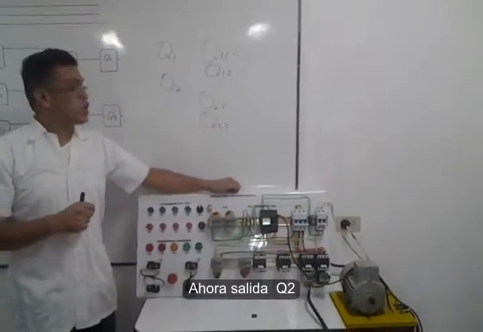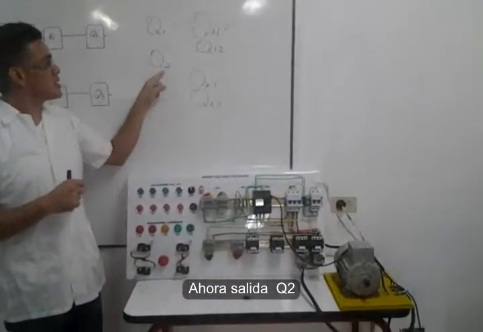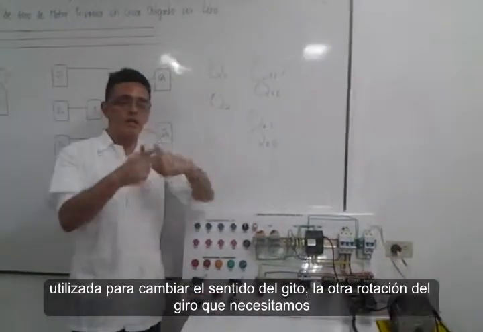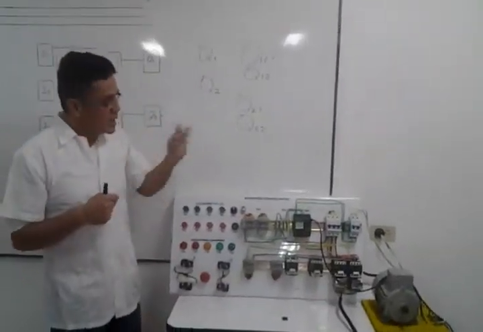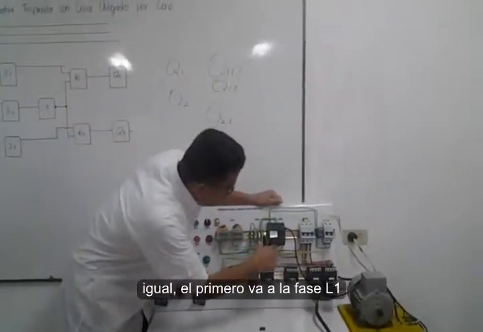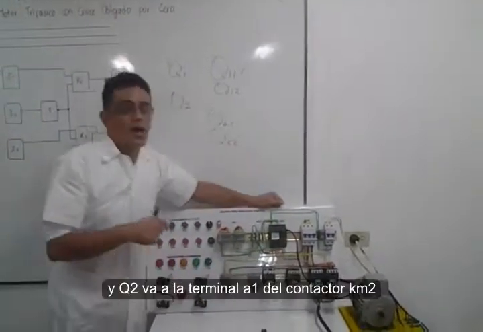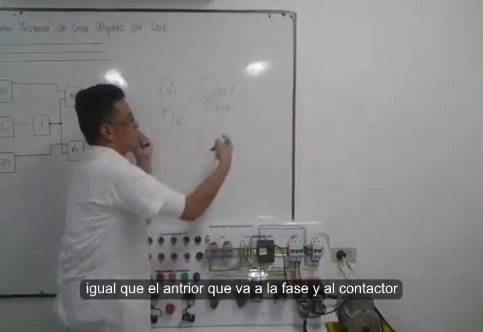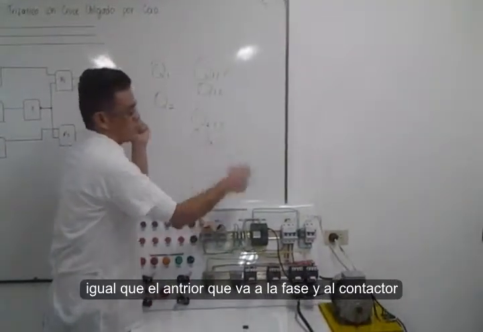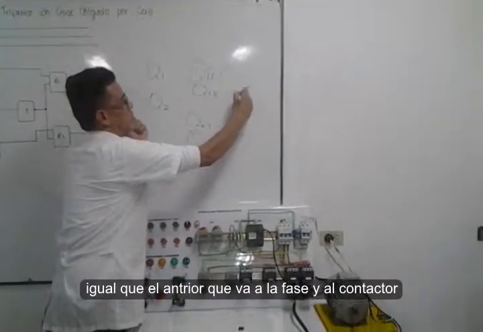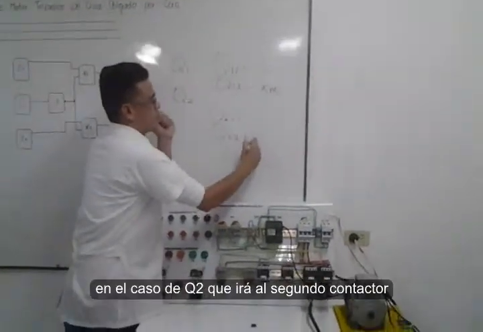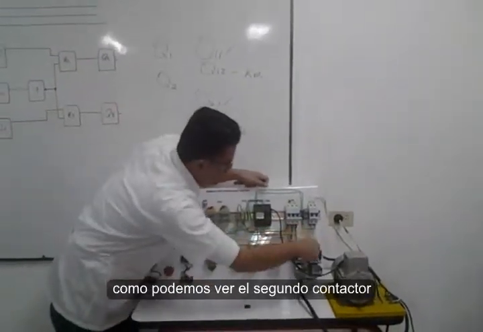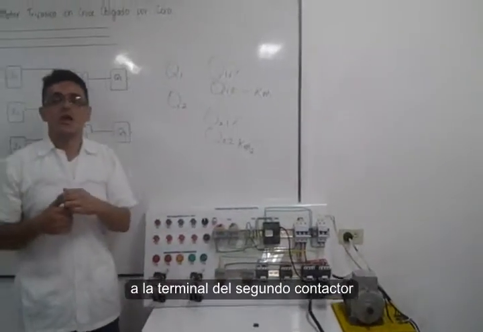Alright. Now Q2. What happened with this? This is to swing the other way, the other rotation that we need. So remember that Q11 goes to face and Q21 goes to face. This goes to the first contactor, KM1, and this will go to the second contactor, to the terminal of the second contactor.